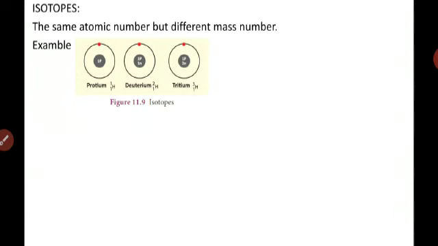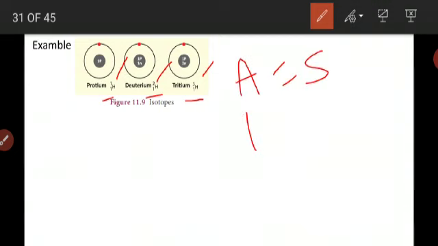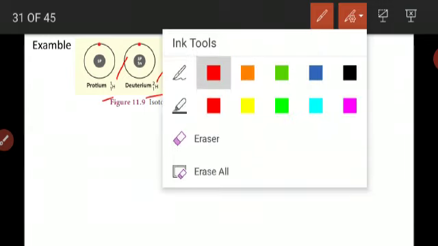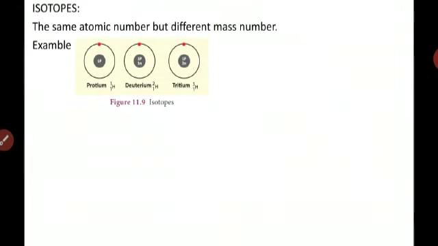You see here hydrogen-1, hydrogen-2, hydrogen-3. They are named protium, deuterium, tritium. But in the subscript, all the atomic numbers are the same: 1, 1, 1. But the mass numbers are 1, 2, 3. So the atomic number is the same, the mass number is different. It is called isotopes. The same atomic number but different mass number.